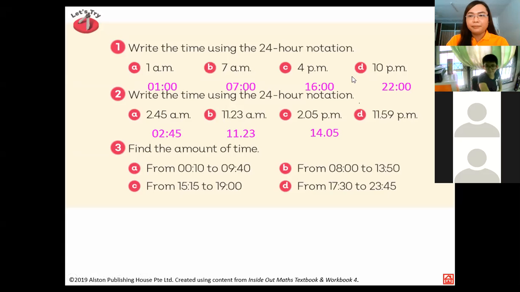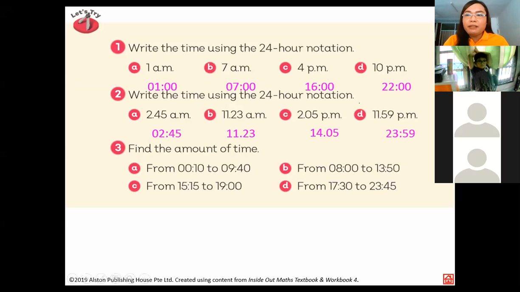11:59 p.m. is 23:59. 22 is 10 p.m., 23 is 11 p.m., and 24 is 12 midnight.